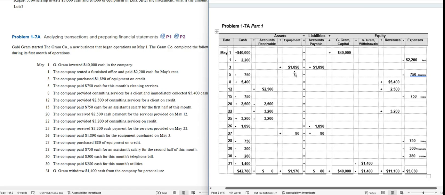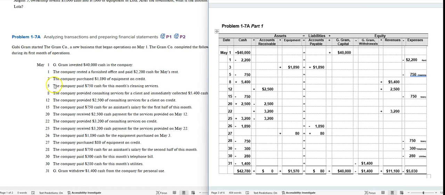What needs to be changed? The equipment account needs to be increased because the company has more equipment, and the liabilities, accounts payable, needs to increase as well because the company has more liabilities. Assets go up, liabilities go up, keeping our equation in balance.